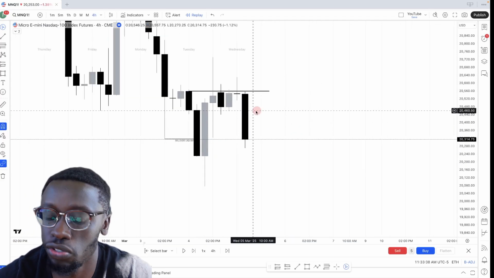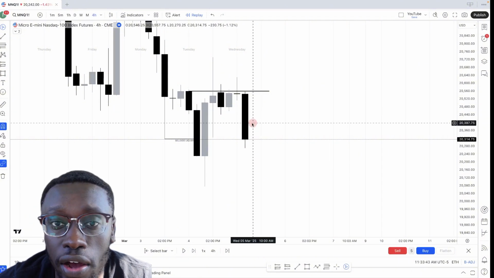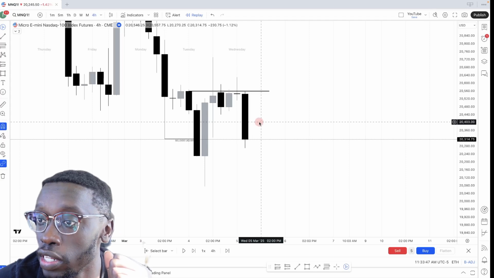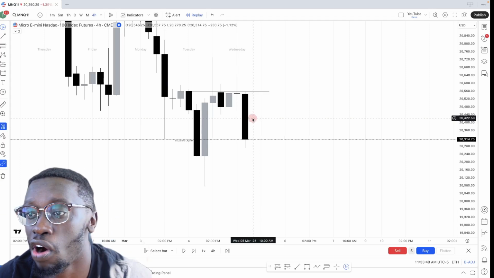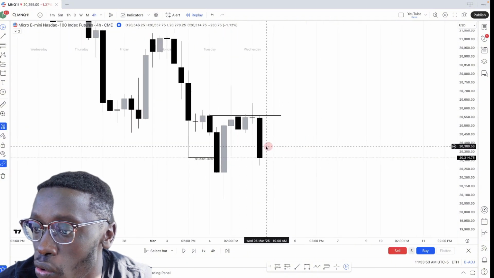And today I was looking to take my first trade at 10 a.m. Generally, I always take my first trade at 10 a.m. Why? Because I like to use the 10 a.m. power of 3 on the 4-hour candle. So this is kind of how the market looked going into 10 a.m.